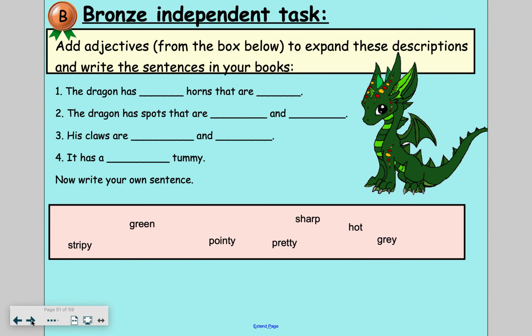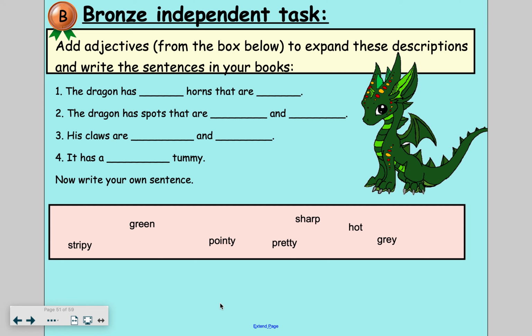Oh, sorry, here's your independent task. Beg your pardon. So what you need to do is add adjectives from the box below. So you've got the box, this is where you're going to pause, to expand these descriptions and write the sentences into your books. Okay, so there's some words that you can choose to put into the spaces here. So this is where you can pause.